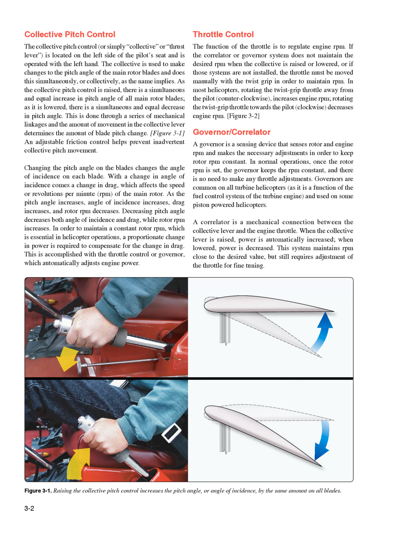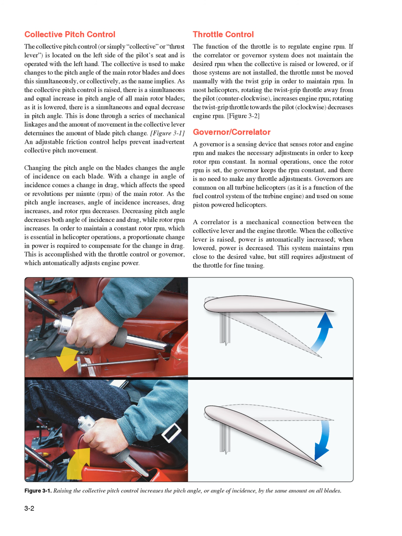Collective pitch control. The collective pitch control, or simply collective or thrust lever, is located on the left side of the pilot's seat and is operated with the left hand. The collective is used to make changes to the pitch angle of the main rotor blades and does this simultaneously, or collectively, as the name implies. As the collective pitch control is raised, there is a simultaneous and equal increase in pitch angle of all main rotor blades. As it is lowered, there is a simultaneous and equal decrease in pitch angle. This is done through a series of mechanical linkages, and the amount of movement in the collective lever determines the amount of blade pitch change. Figure 3.1: an adjustable friction control helps prevent inadvertent collective pitch movement.